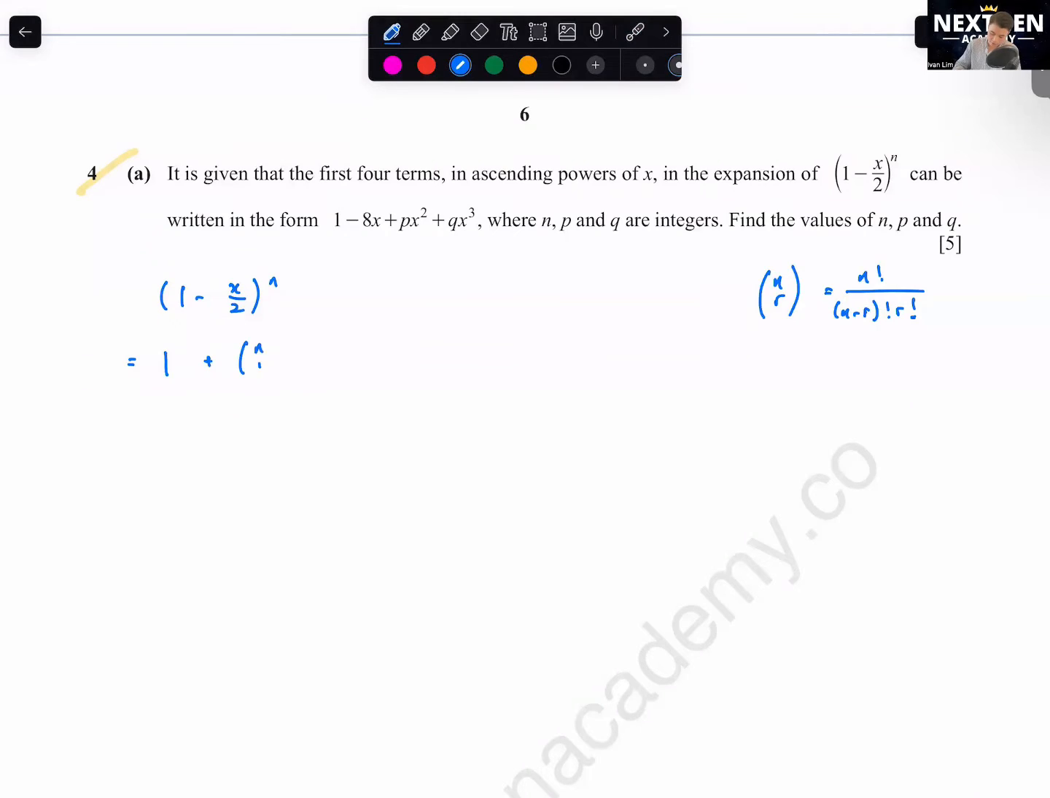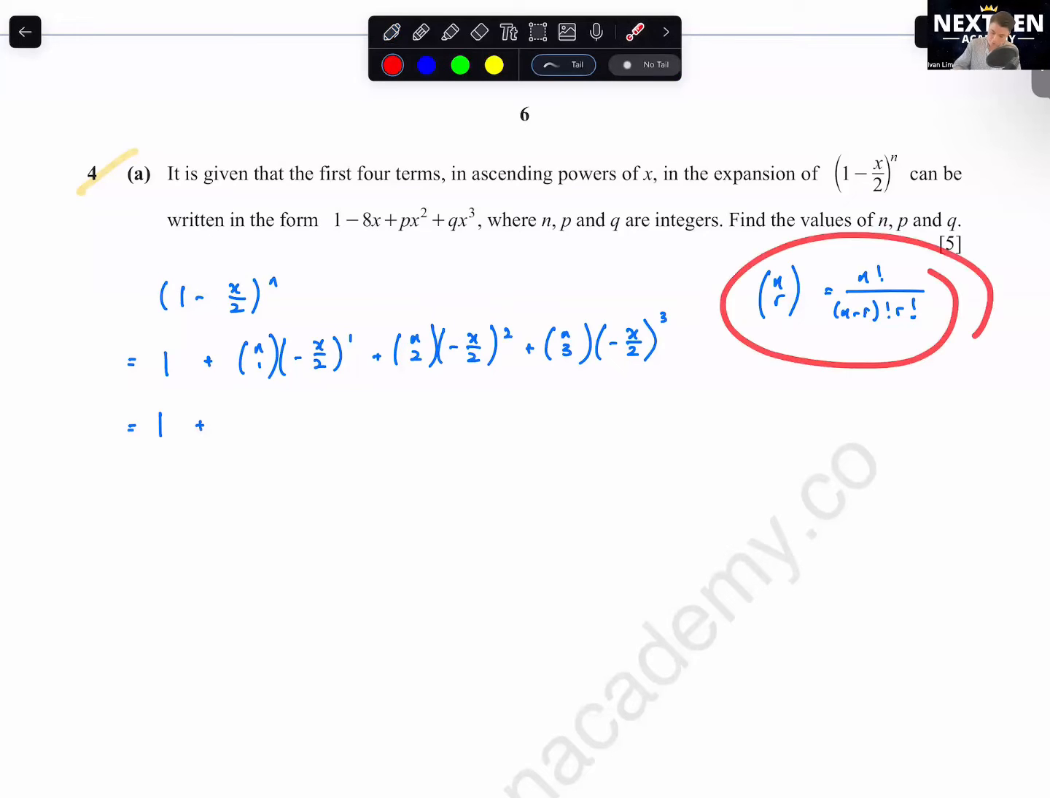Okay, I'll just write the whole thing first. NC1, then this one minus x over 2 power 1. NC2 minus x over 2 power 2. We need to expand until NC3 minus x over 2 power 3. You don't need to put the 1 inside the equation. Later make it messy only. Okay, now we are going to expand using this formula here.